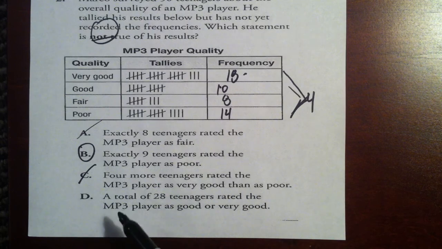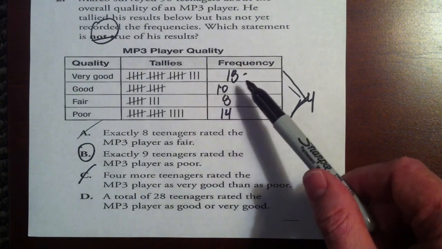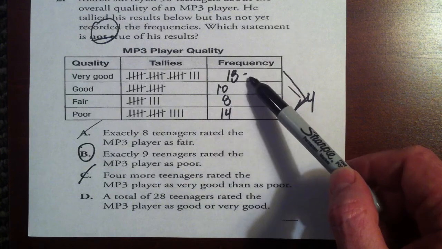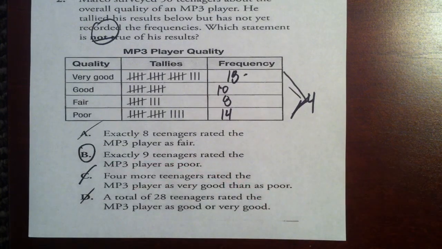Let's go back again and take a look at D. A total of 28 teenagers rated the MP3 player as good or very good. Between good and very good, we have 28. That is true, so we eliminate that. The answer is choice B.